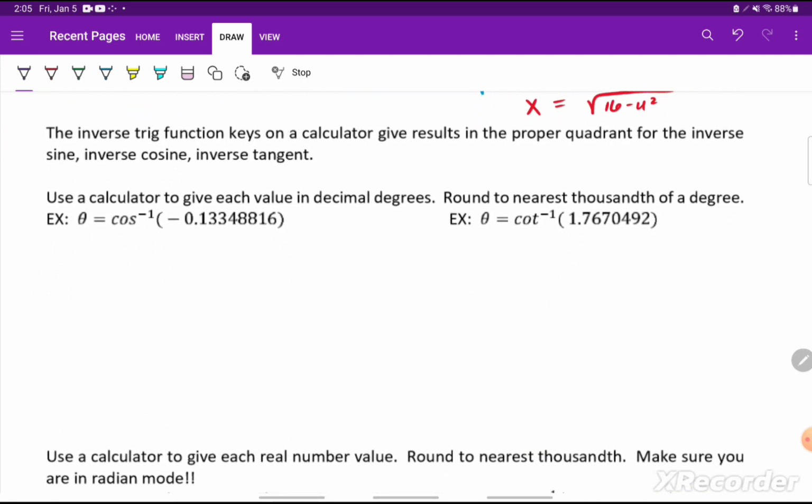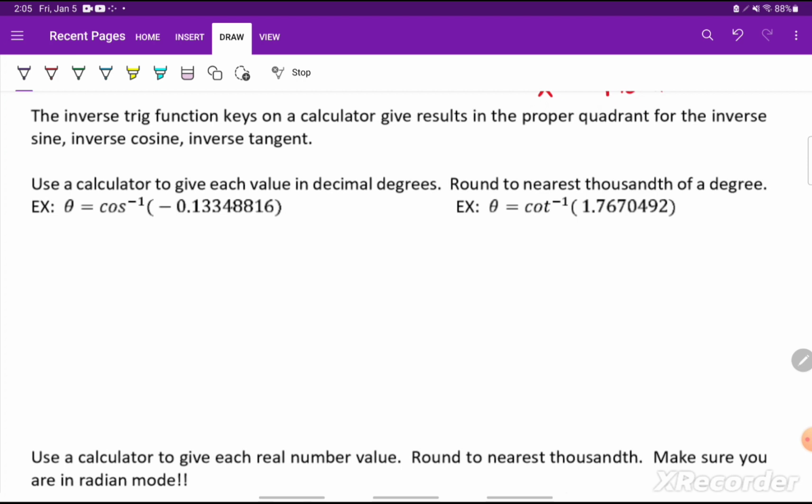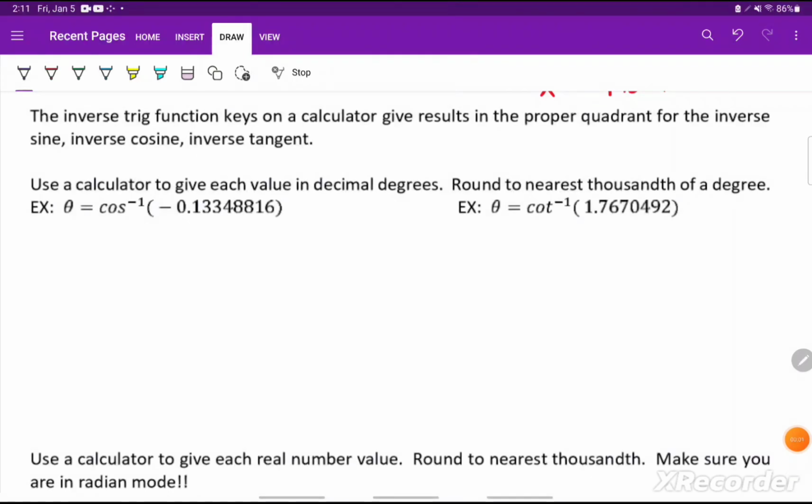So let's talk about our calculator a little bit here. The inverse trig function keys on a calculator give results in the proper quadrant based on that pure definition of the inverse function. When the problem you're doing has given the inverse function already, all we need to do is pop it into our calculator.